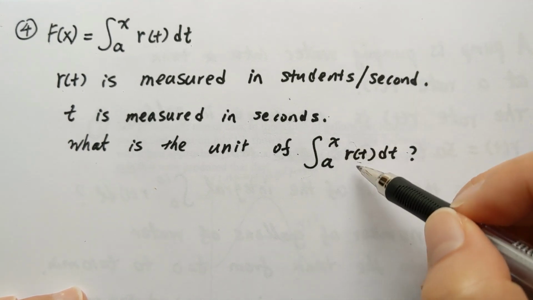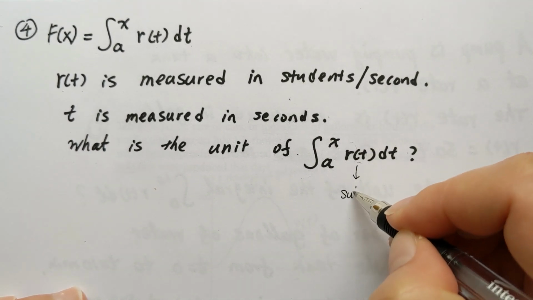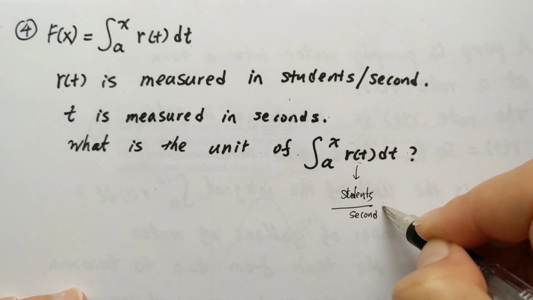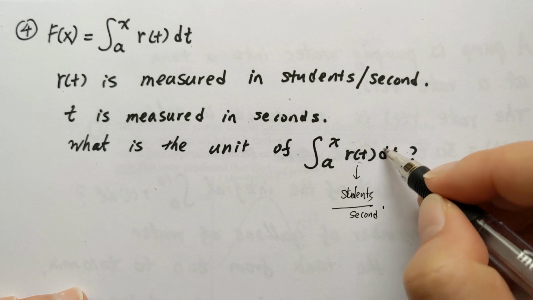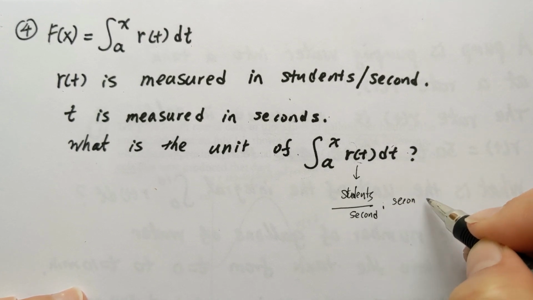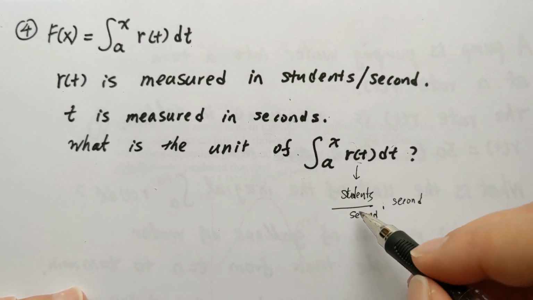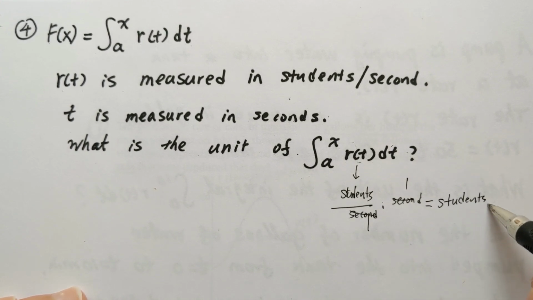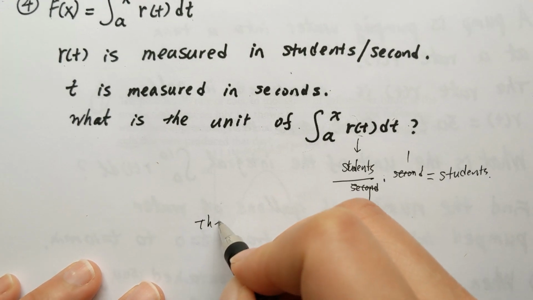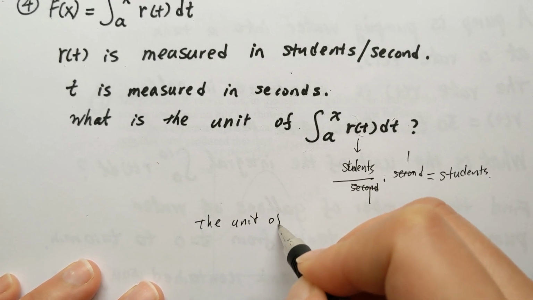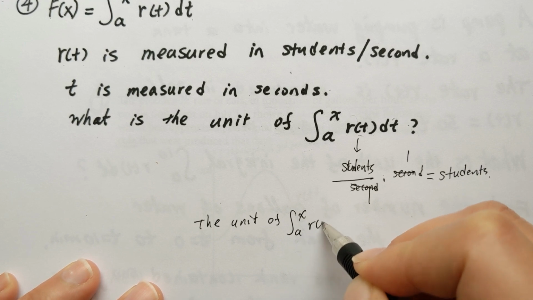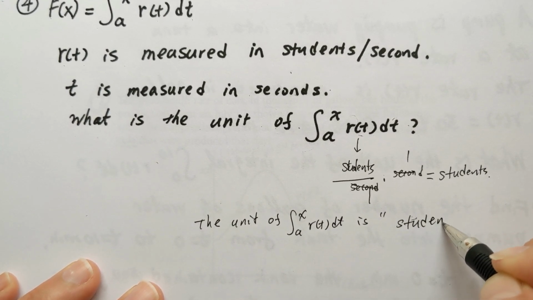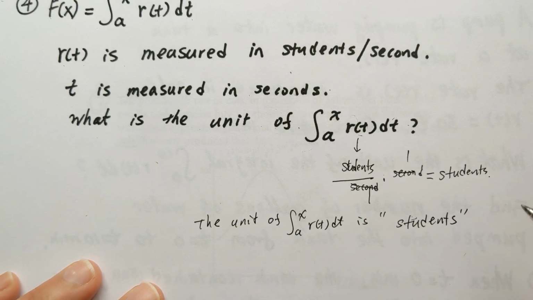So we find the unit of r(t), which is students per second. And then we find the unit of the time, which is in seconds. So now we cancel this, and we get students. Therefore, the unit of the integral from a to x of r(t) dt is students. That means the integral accumulates students.